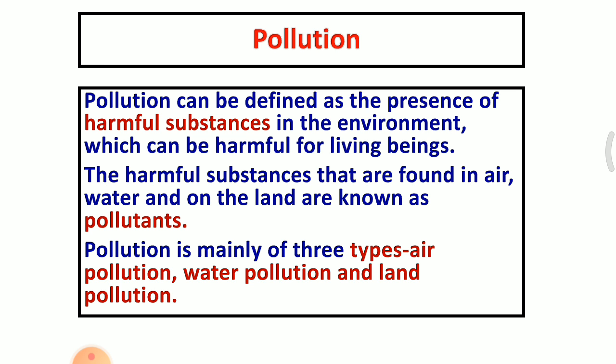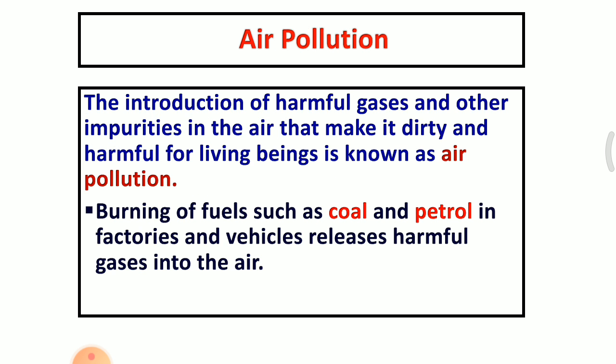Pollution is mainly of three types: air pollution, water pollution, and land pollution. What is meant by air pollution? The introduction of harmful gases and other impurities in the air that make it dirty and harmful for living beings is known as air pollution. Due to that dirt, we can say that the air is polluted.